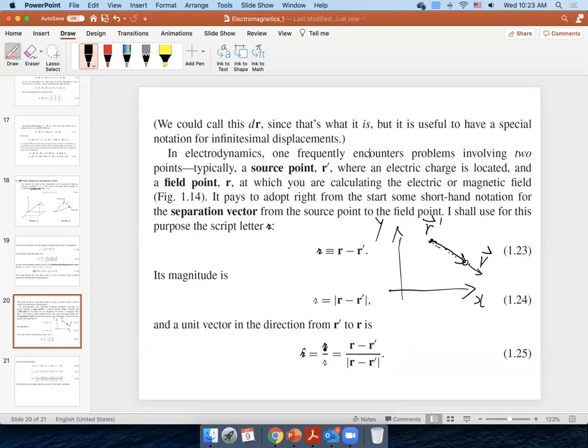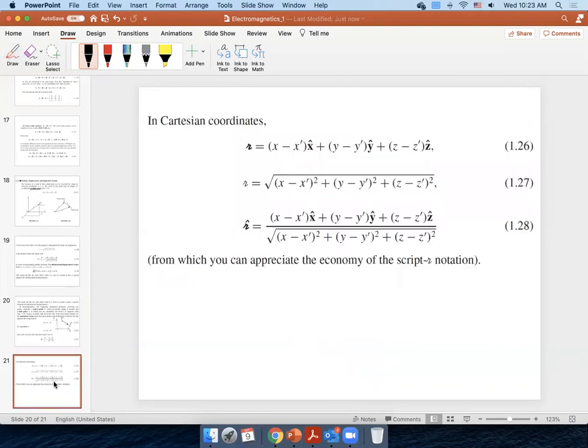And this separation vector is written in this way. Nothing special. In Cartesian coordinates, it could be written in this format, and the magnitude of this separation vector is in this way, and the unit vector of this separation vector could be written in this way.